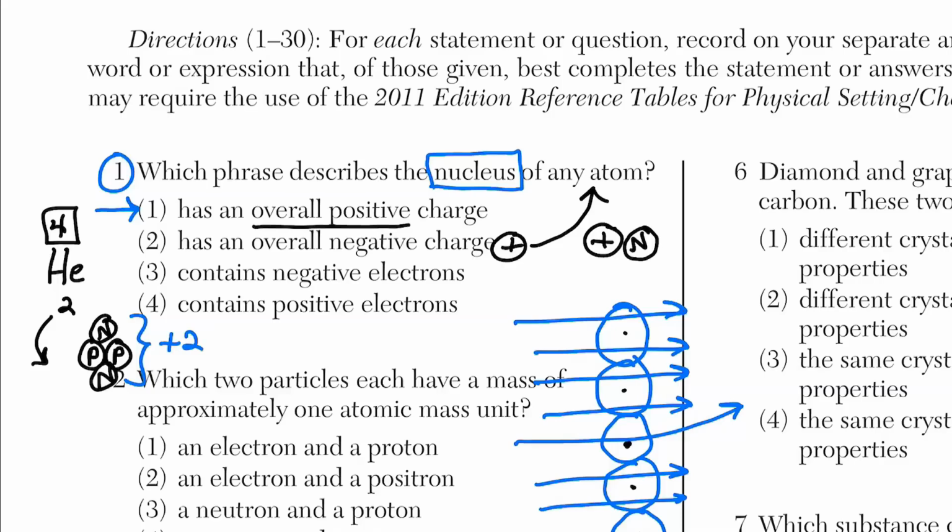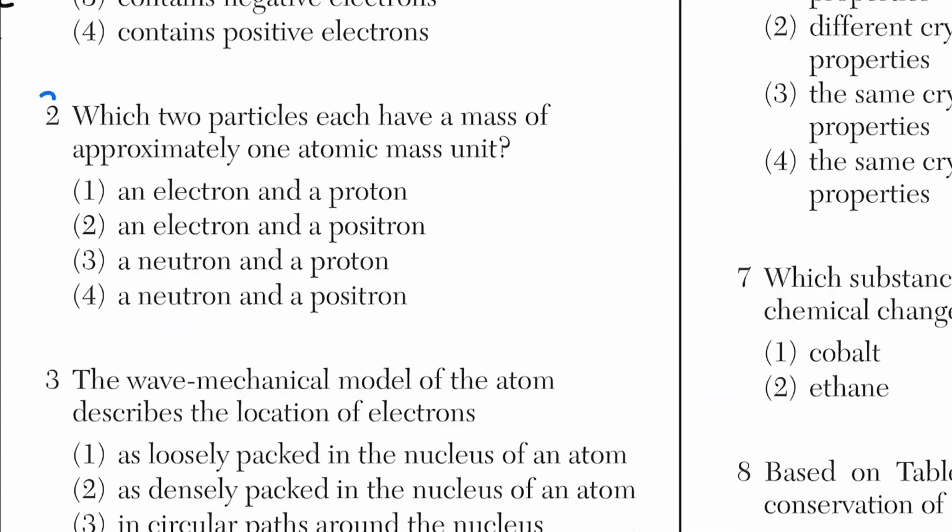All right, moving on to number 2. Which 2 particles each have a mass of approximately 1 atomic mass unit? Now, 1 atomic mass unit is sometimes written as AMU, or just u. It's a relative scale. You can't put a proton, neutron, electron, or positron on a regular scale, so just understand that those are units made up to measure the relative amount of these tiny, tiny particles. But they're basically asking in this question, which 2 particles have about the same mass?